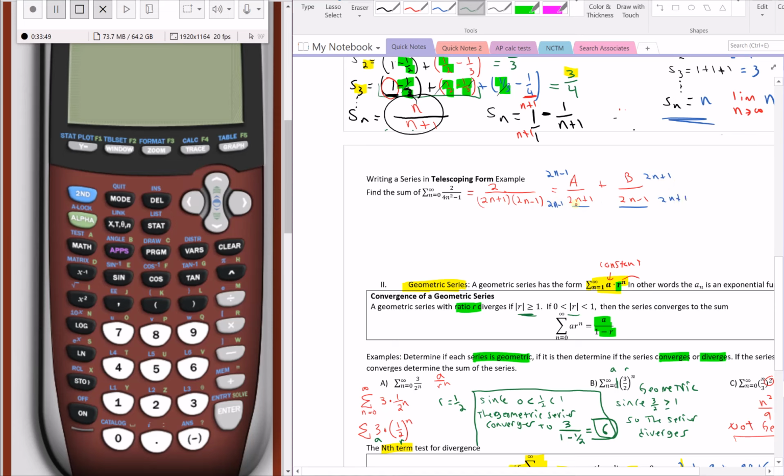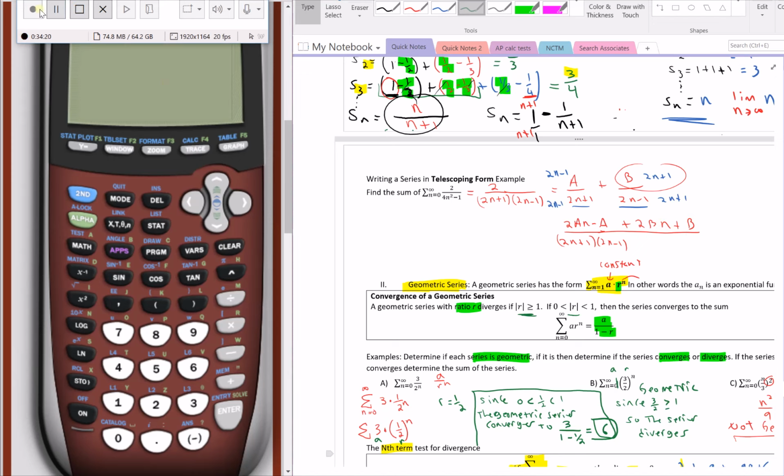And if we do that, we're going to get 2an minus a plus all over basically 2n plus 1, 2n minus 1, plus multiply these together, you get 2bn plus b, and then rearrange this a little bit so that you can see that what this has to equal is the numerator has to equal 2, and then the denominators are already equal.